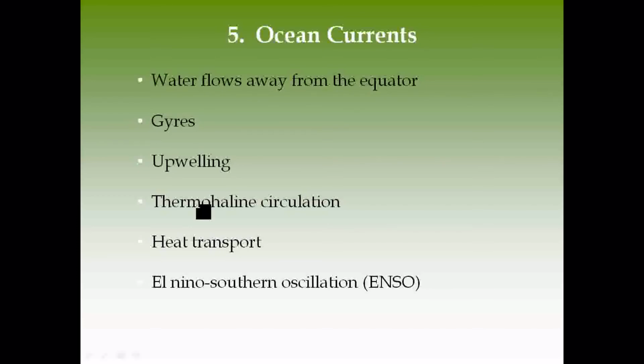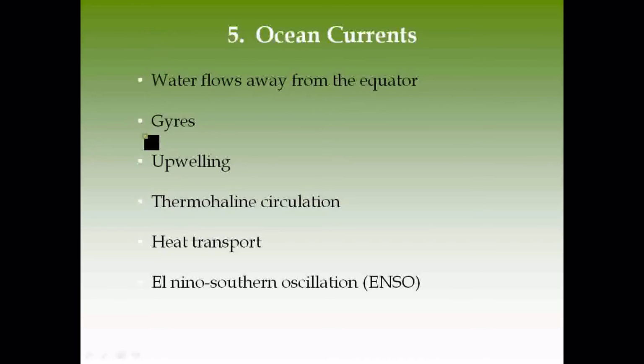Here is the fifth important factor when it comes to climate, and that is ocean currents. And there's a lot for us to talk about when it comes to ocean currents. Let's start with water and the fact that water flows away from the equator. Because of the way the Earth turns, the way the Earth spins on its axis, water has a tendency to flow away. There are some other very important terms for you in this section, and one of them is called a gyre. Sometimes you hear it pronounced gyre.